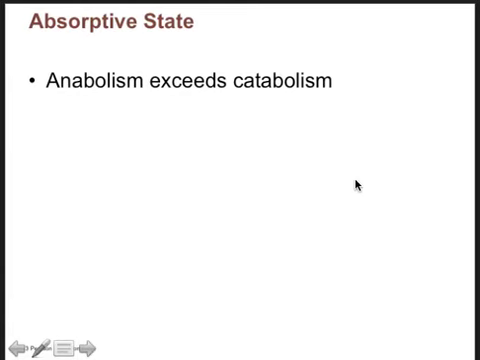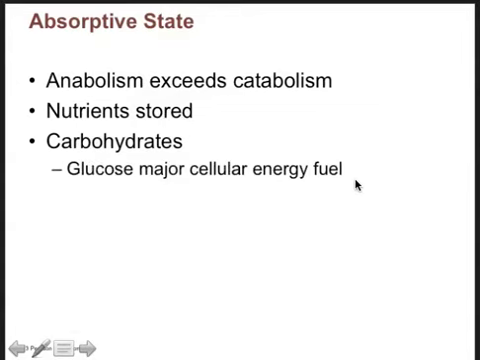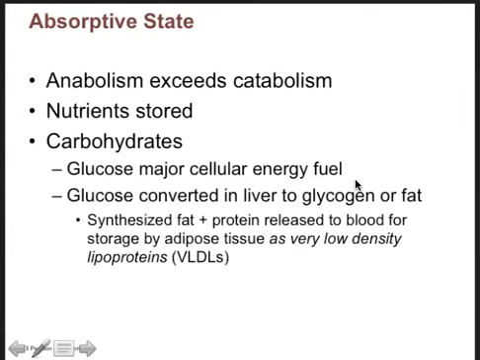anabolism, that is the building of macromolecules, exceeds the breakdown of macromolecules for energy. As a result, nutrients end up being stored. For carbohydrates, glucose makes up the major cellular energy fuel. It's the entry point for glycolysis. It's converted in the liver to glycogen or into fat. Synthesized fat and protein is released into the blood for storage by adipose tissue as very low density lipoproteins, or VLDL. You might also know these as your bad cholesterol.